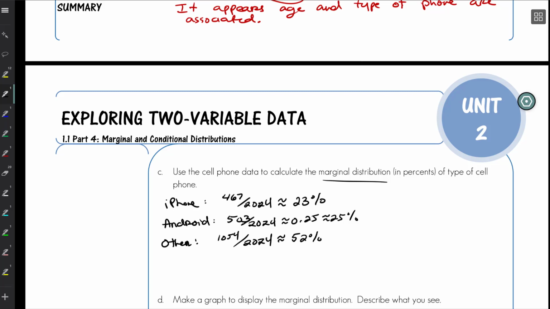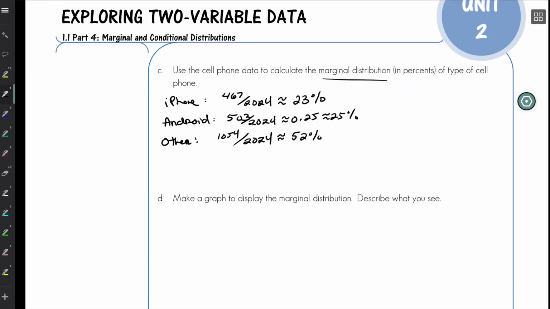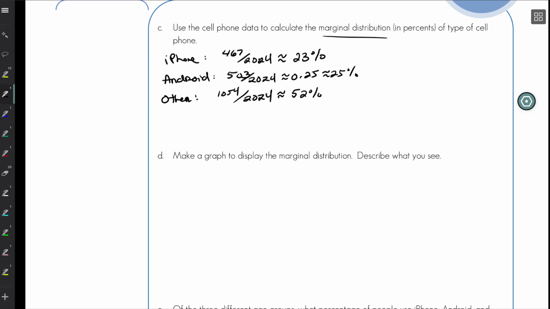Okay, so here I can tell that the majority of owners own some other kind of phone. Now this data probably came from a while ago, maybe about 10 years ago or so, but it still gives us at least an idea of how to work with this kind of information. Now, D says to make a graph to display the marginal distribution. This is just like what we have done in Unit 1 with categorical variables, so I'm going to go through this very quickly.